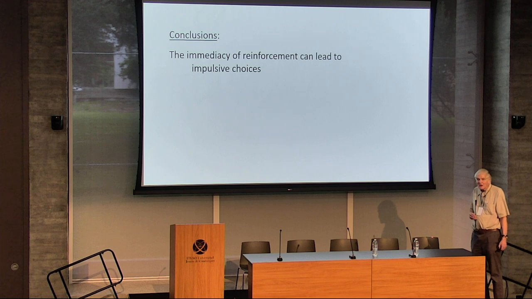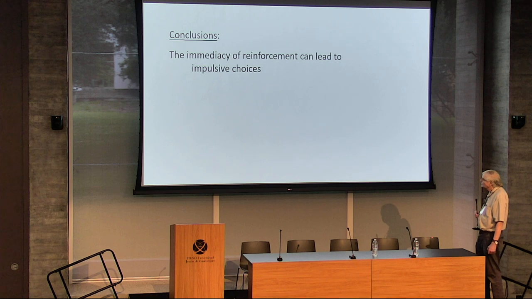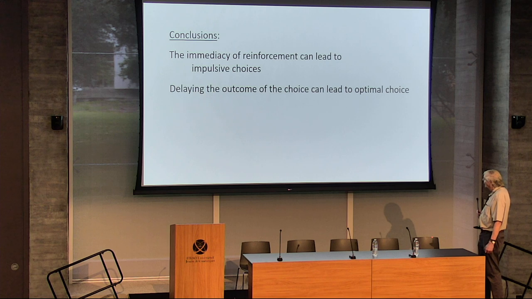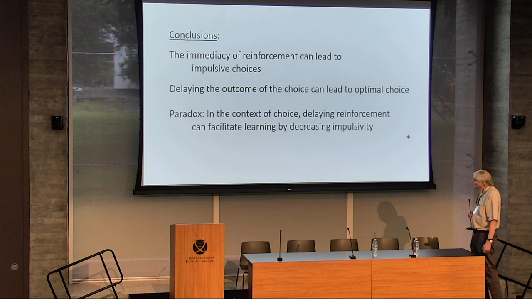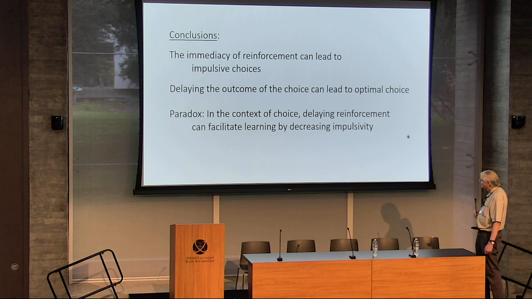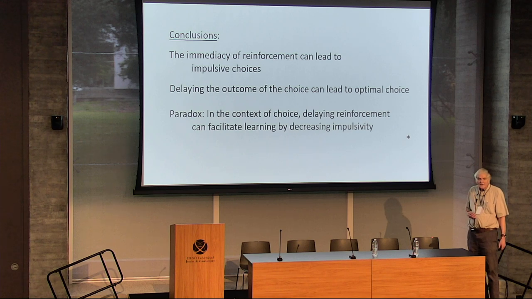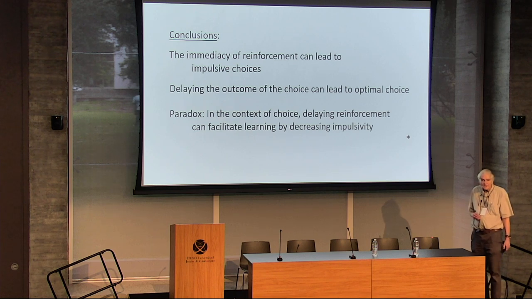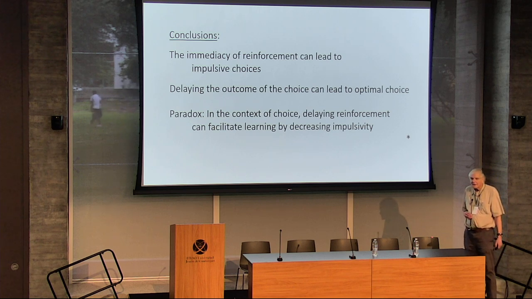So the take-home point, I think, the more general take-home point is the immediacy of reinforcement can lead to impulsive choices, and delaying the outcome of the choice can lead to more optimal choice. And the paradox is, in the context of choice, delaying reinforcement can facilitate learning, by decreasing impulsivity. And as I said, I think we found this in a number of other tasks, very different tasks, where animals, pigeons especially, tend to respond impulsively. And if we simply delay the reinforcement, we get a much better acquisition.